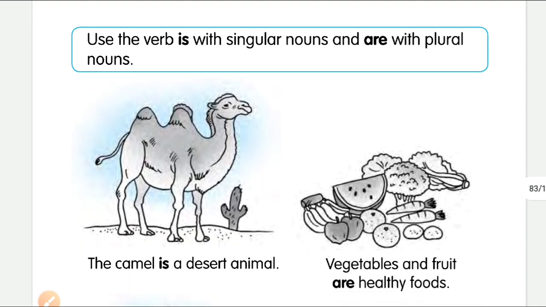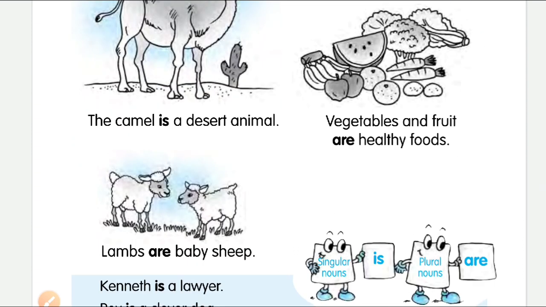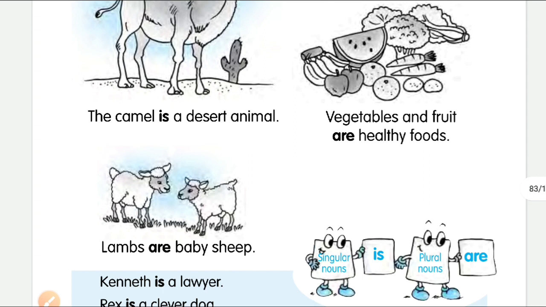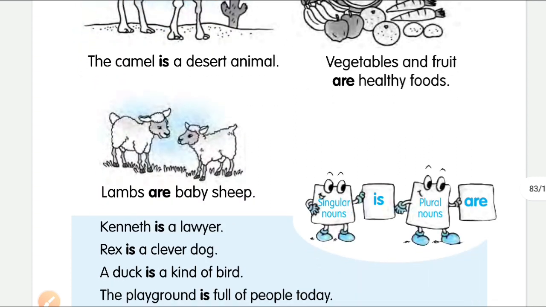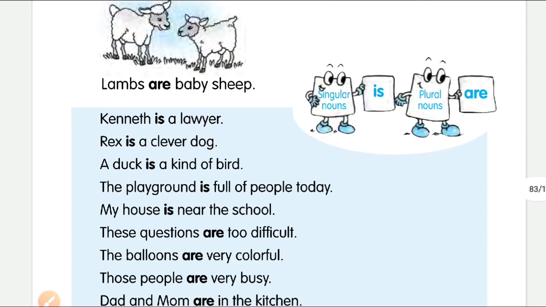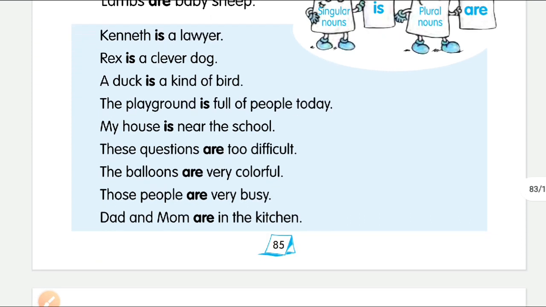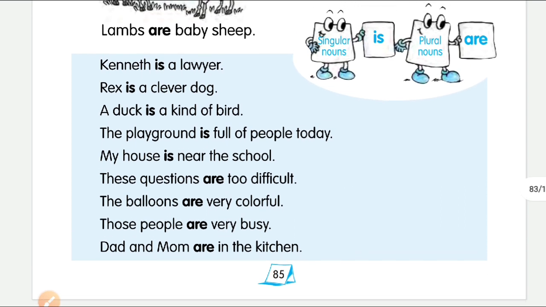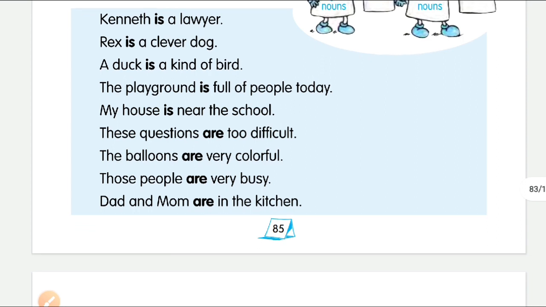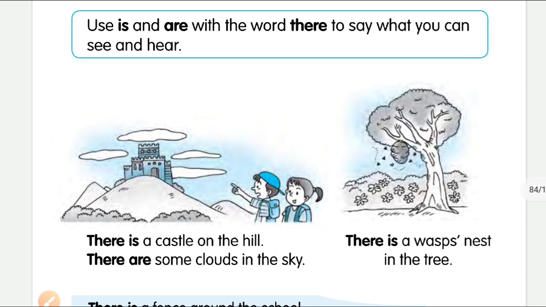Like that, the verb "is" is used with singular nouns and "are" with plural nouns. It is very much clear: the camel is a desert animal, whereas vegetables and fruits are, as there are many in vegetables and fruits, we are using "are". Like that, lambs are, because there are two lambs. That's why the singular noun takes "is" and plural nouns take "are". It is very much clear in this picture. So you can use "is" and "am" after a singular noun, but in place of plural you have to use "are".